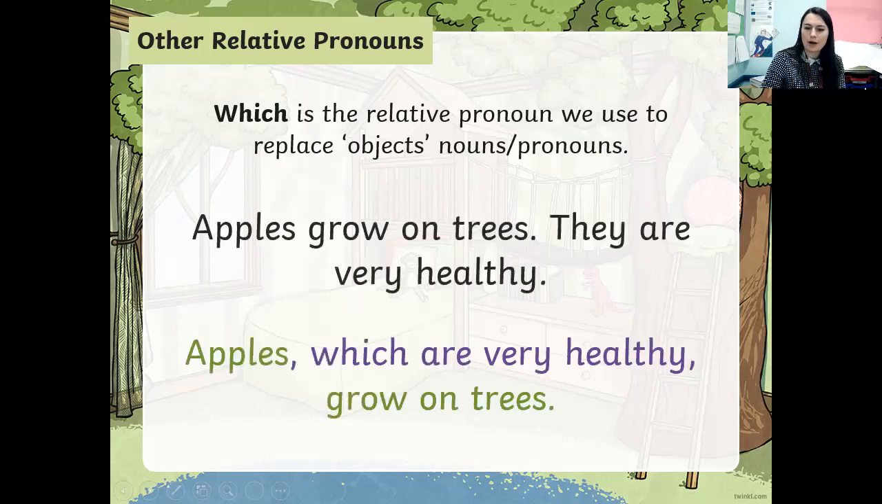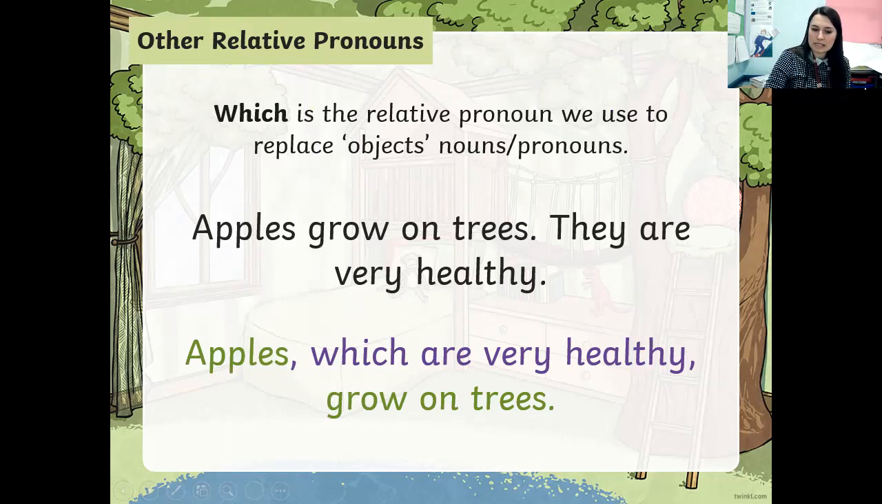So let's have a look at this one. Here are two basic sentences. Apples grow on trees. They are very healthy. So I can put the second section in a relative clause and I drop it in. Apples, which are very healthy, grow on trees.